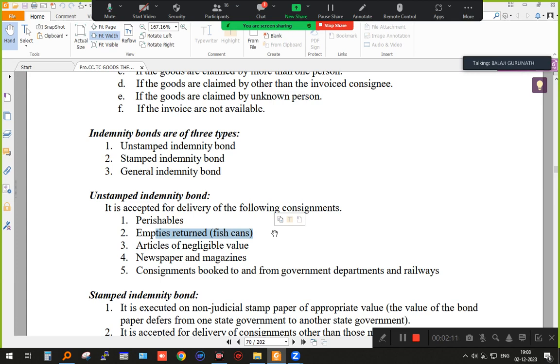Then the second we saw was value. So the value of the article itself is so less that we do not want to ask them to go and buy an indemnity bond, because nobody will cheat on a very small value. Then consignments booked to and from government departments. So why are we giving this for government departments?